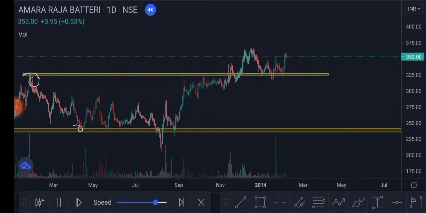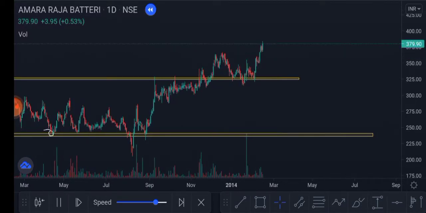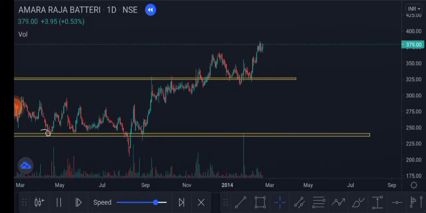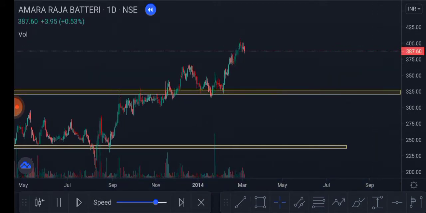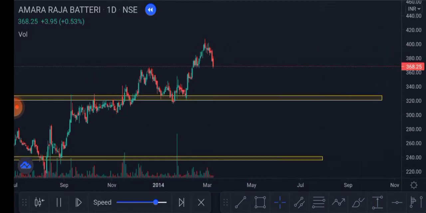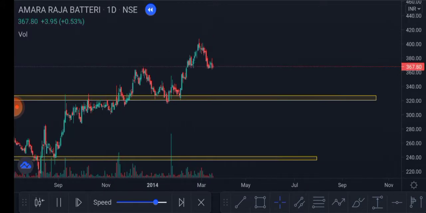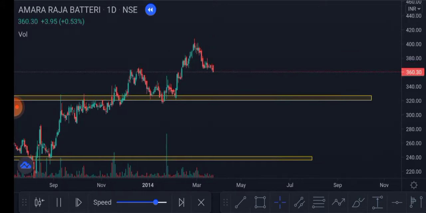Okay, it is struggling here, it should break. Okay, now we are in profit. See, this area is support now. This is a major support area now. We won 2 trades. Let's go to the third trade.